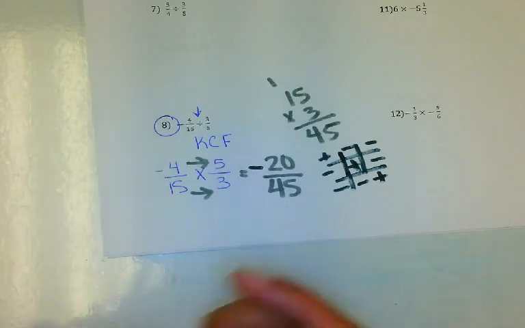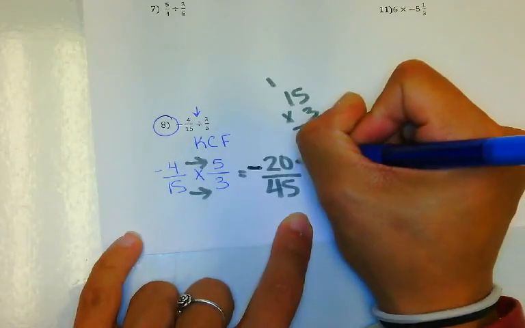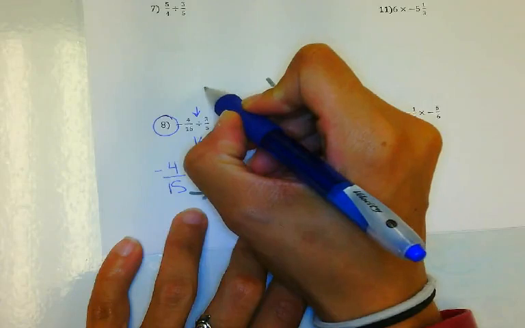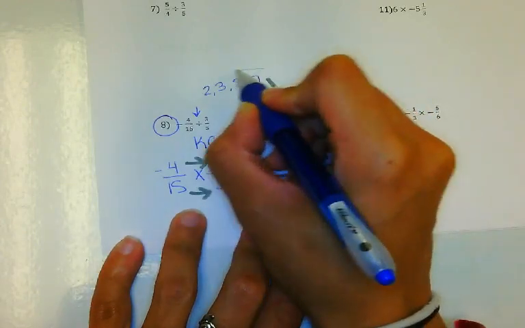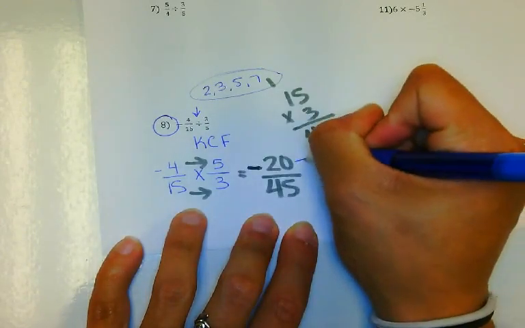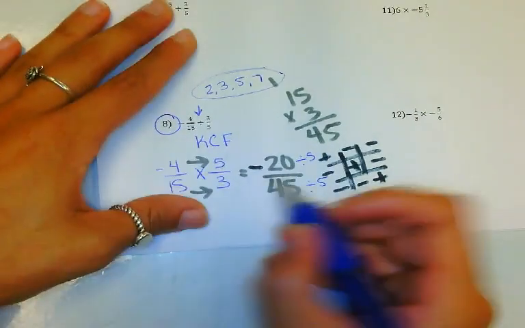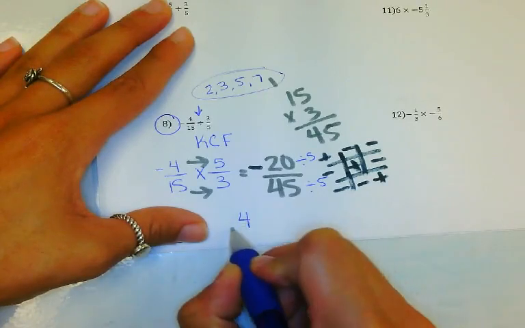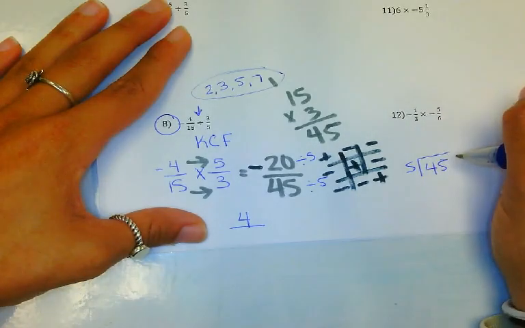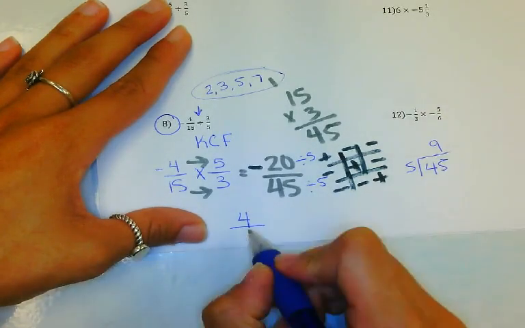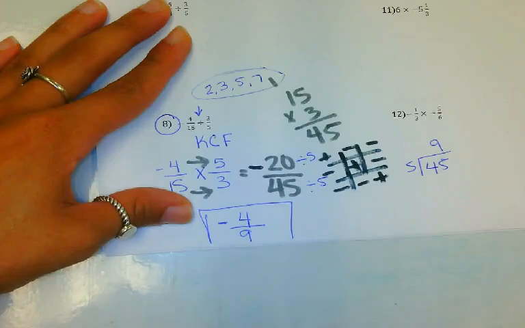So we ask ourselves, what number can I divide both of these by to make it smaller? Well, I think 5. Now, if you're not sure, you can always try the numbers 2, 3, 5, and 7, okay? Usually, numbers can be divided by those. So I'm going to divide both of these by 5 to make it smaller, okay? 20 divided by 5 is 4, and 45 divided by 5, well, let's say I don't know what that is. 5 goes into 45, let's say 9. So we get 4 over 9, and we keep our negative, and so this is our final answer.